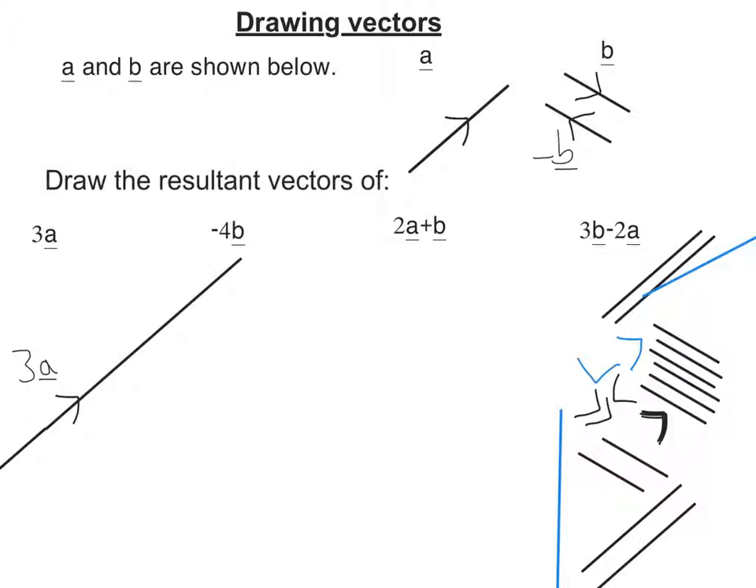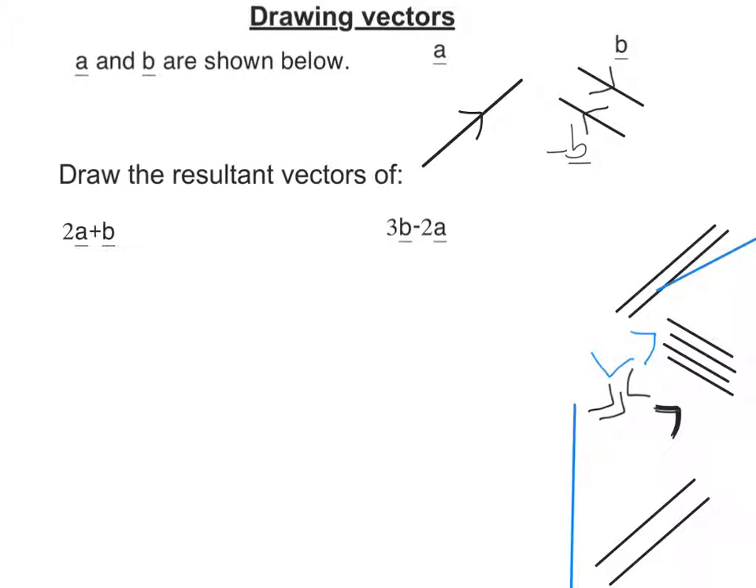So I'm looking for 4 of these back to back. So I'm going to get 1, 2, 3, and 4. That's minus B, and I need it in the right direction. It's going this way, and then write what it is. So that's minus 4B.